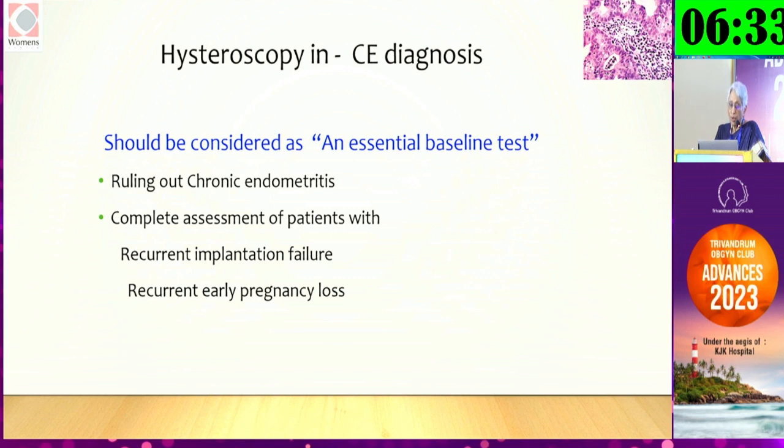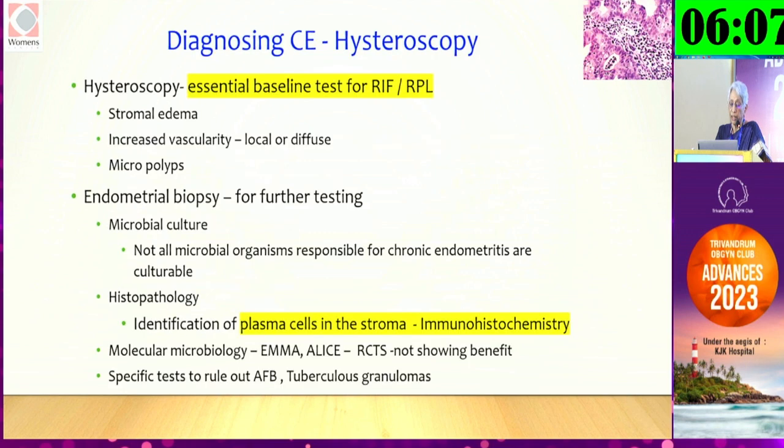Then how on earth are you going to diagnose this? Hysteroscopy should be considered as an essential baseline test. It cannot be a very casual hysteroscopy because you're not going to find a pathology that's staring in your face. You have to look for it. But it is the basis that you start out with, the hysteroscopy. And in recurrent implantation failure and even in recurrent early pregnancy losses, this becomes a crucial test.